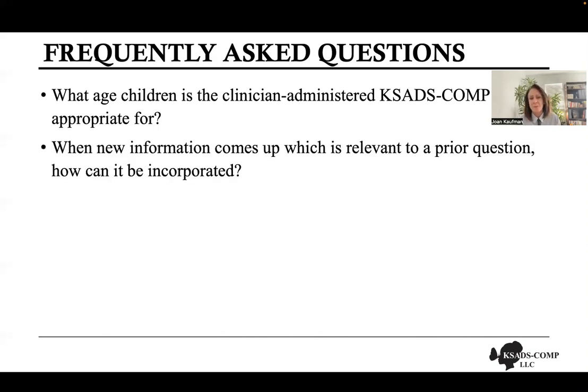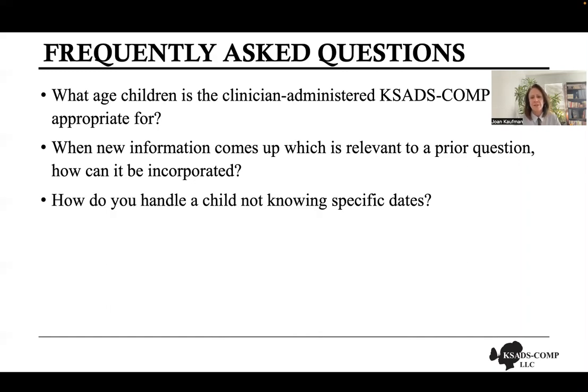When new information comes up, which is relevant to a prior question, how can it be incorporated? If you're in the same module and then a parent remembers something or a youth remembers something, you can just press the back button, and then you can make a change if you need to on those items. If you are past that module, there's not a super easy way to get back, but you can write yourself a note. And with the clinician administered interview, again, you take into account what the parent wrote, what the youth wrote, and then the consensus. And at that consensus interview section is when you can update the information if something very significant was reported after the fact and you weren't able to put it into that particular interview.